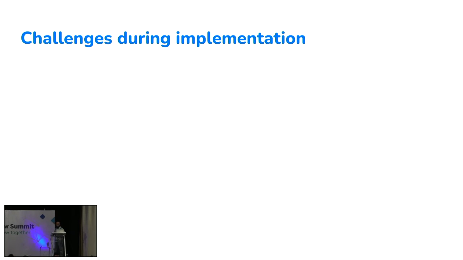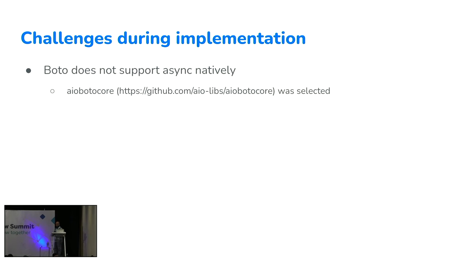Some of the challenges that we had during implementation was Botocore, which is the library that makes all the calls to the AWS services. It does not support asynchronous operations natively. So basically, within every operator and every hook, we make calls to the AWS API, and that's done through the Botocore library, and that does not support asynchronous operations natively. So we had to look for a third-party solution.